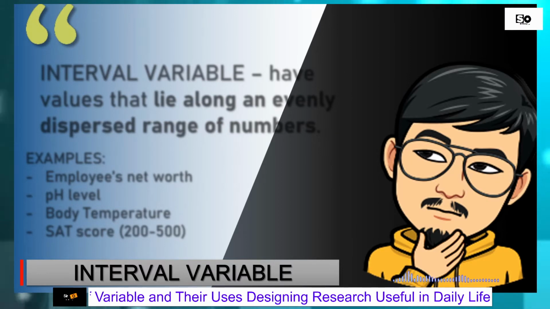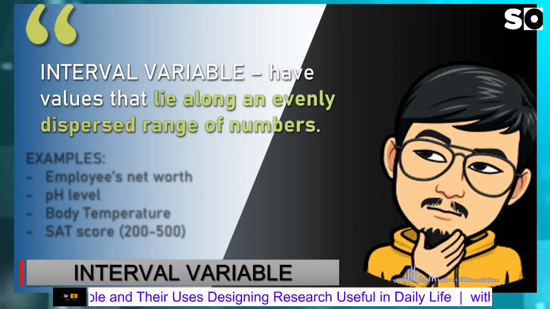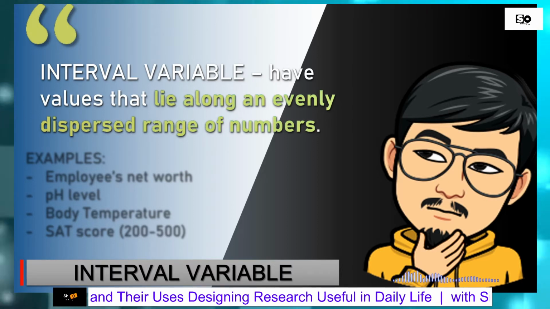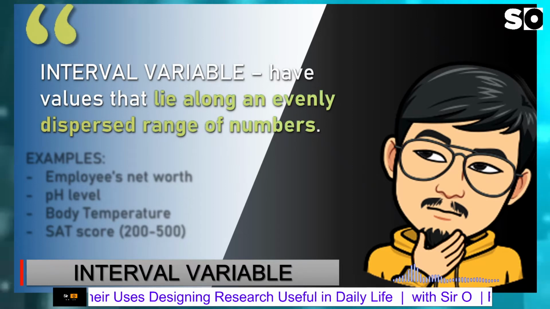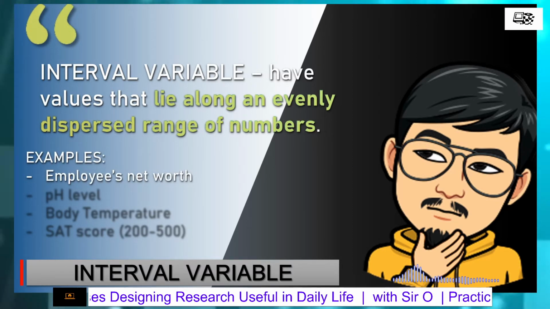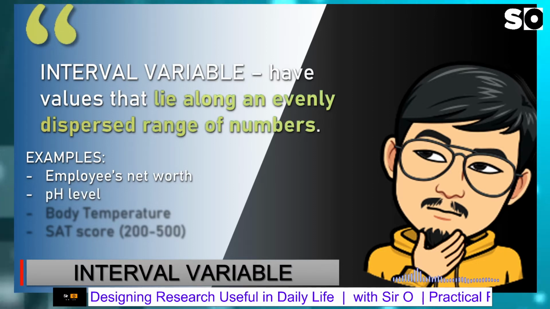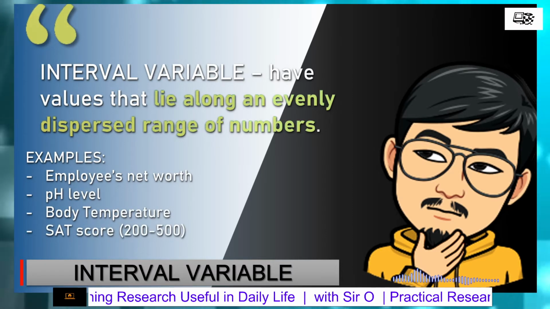Interval variable. Interval variables have values that lie along an evenly dispersed range of numbers. Ito ang mga kategoryang may fixed na pagitan o may range na sinusunod. Examples: employees' net worth, pH level, body temperature, SAT score.